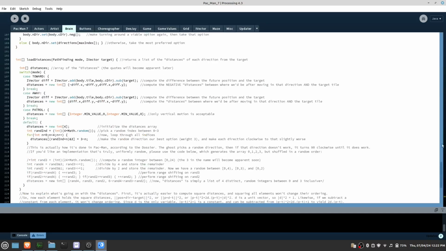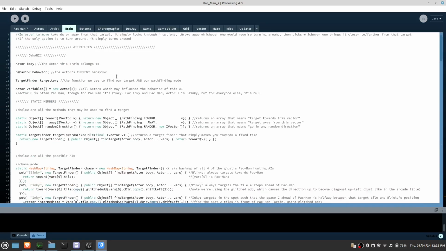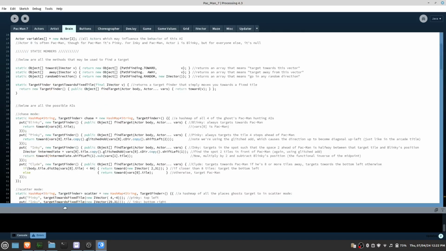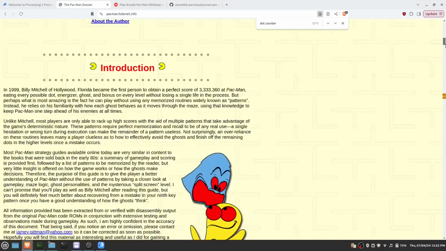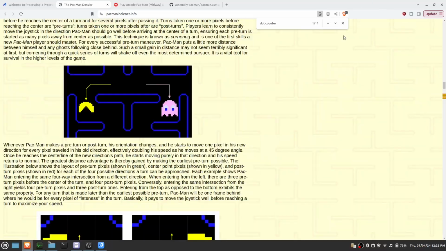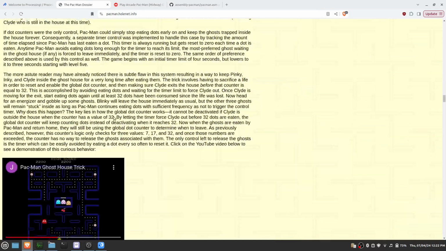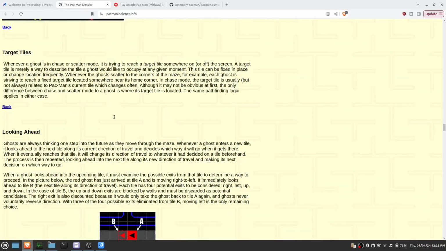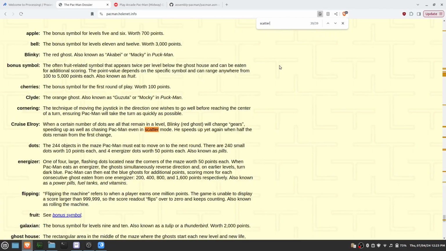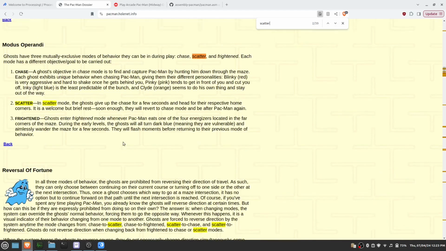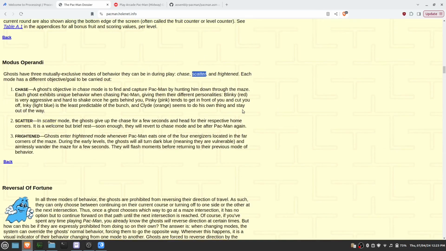But anyways, let's see what else. Oh, I was going to talk about the brains. Some people might already know this, but the ghosts have a very interesting set of behaviors in this game. Let's see, hold on, Control F, scatter. Yeah, here we go. So they have basically three main modes.